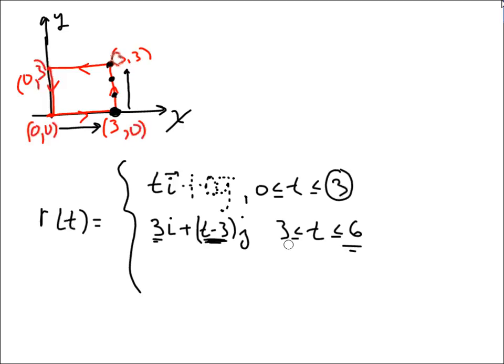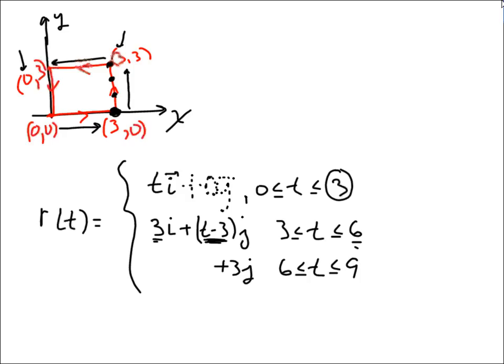Okay, now we're on the top, at (3, 3), and we're going to the left. In this case, y is always 3, so plus 3j. Now the x is going from 3 to 0, a distance of 3. So t has to start at 6, and it goes 3 more, to 9.